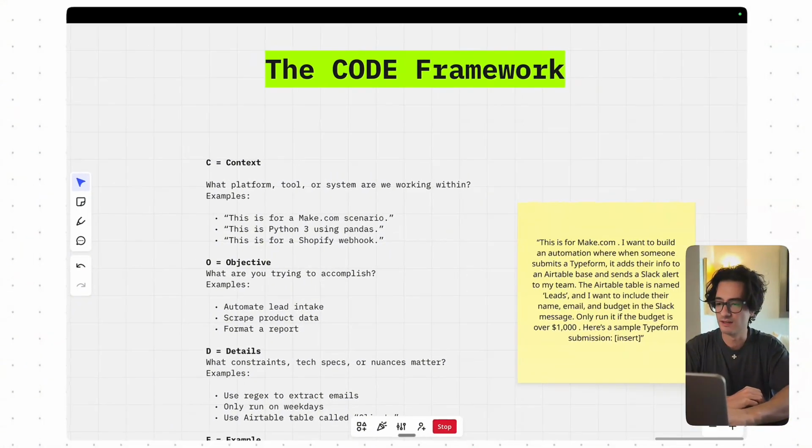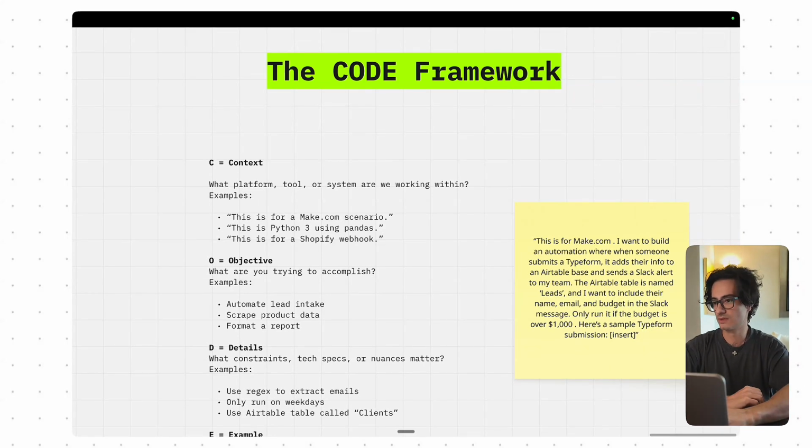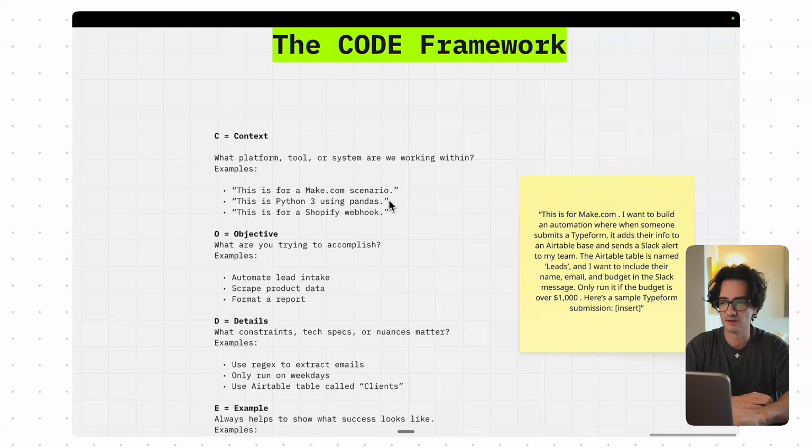Finally, we have the C.O.D.E framework. So C stands for context. What platform, what tool, what system are we working with? Keep in mind, this C.O.D.E framework, because of the acronym, is probably a little bit better for development, coding, stuff of that nature, and that's just based off of how we're operating with it. But an example of this could be, this is for a make.com scenario, this is for a Python 3 using pandas, this is for a Shopify webhook, etc.